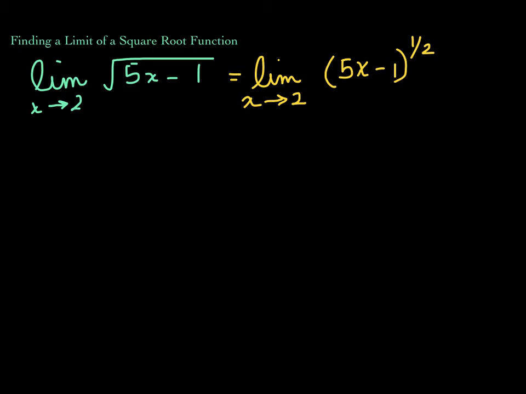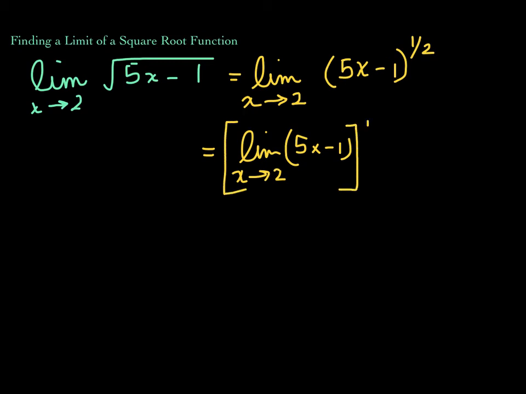Now we can use the power function rule. This was rule number 9, to say that this is equivalent to the limit of 5x minus 1. Let's put that in parentheses, right, because it's more than one term, as x approaches 2. And then we can say all of this to the power of 1/2. That's what the power function rule said we could do.